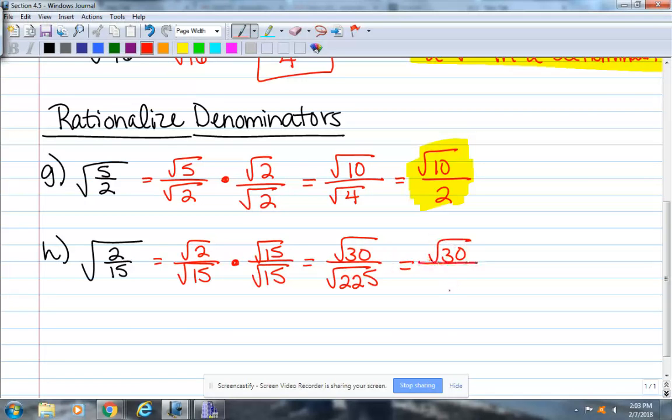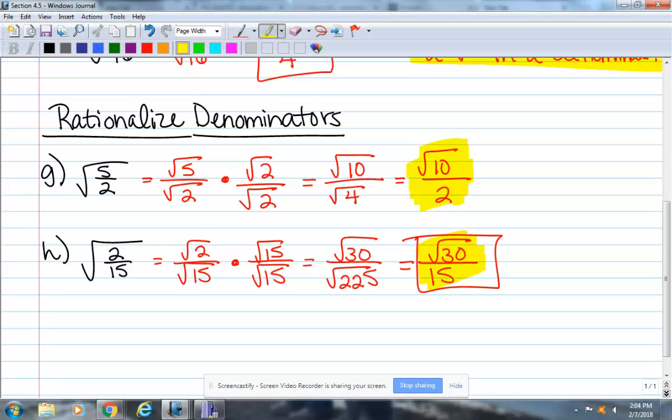And what's the square root of 225? 15. And you leave it like that, and there's your answer. Now you're looking at that 30 and 15 thinking you can reduce that to 2, but you cannot reduce something in a radical with something not in a radical. So that is simplified already.